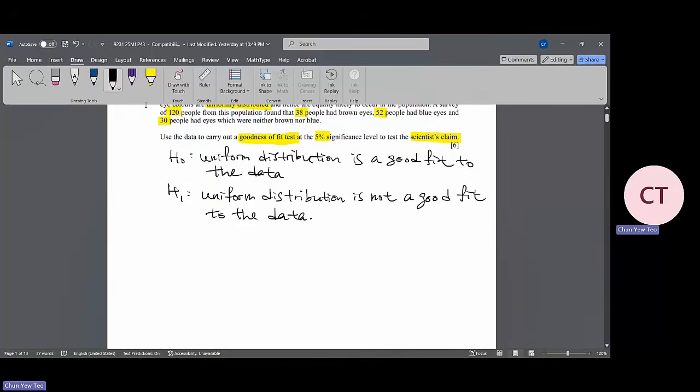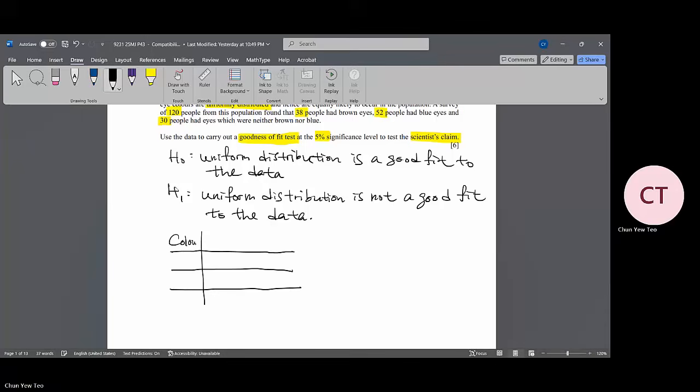Okay, now we need to build the table first, because we need to find the expected frequency. So we have the color: brown, blue, and other. The observed frequency is given in the question as the brown has 38, the blue has 52, and the other has 30.